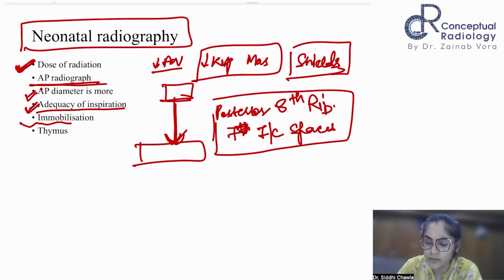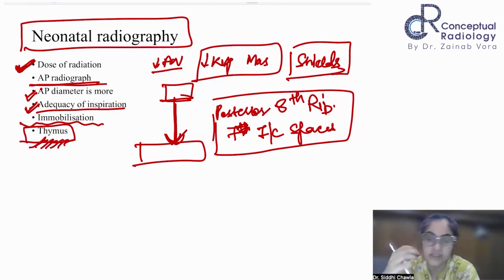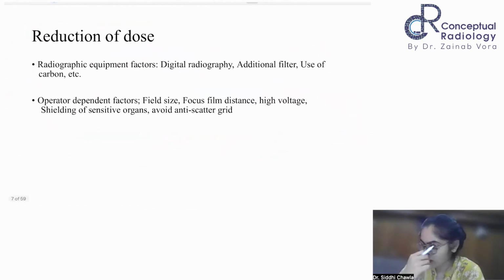Then it is important to immobilize the child so that the artifacts get reduced and you can get a better image of the chest. And then again, I told you that the thymus is one thing that is enlarged in children. We all know that the thymus lies in the superior mediastinum, and in children it is very large in size and it regresses in size with age. So do not get confused with the thymus whenever you're dealing with neonatal X-rays. Right. So how do we reduce the dose basically?